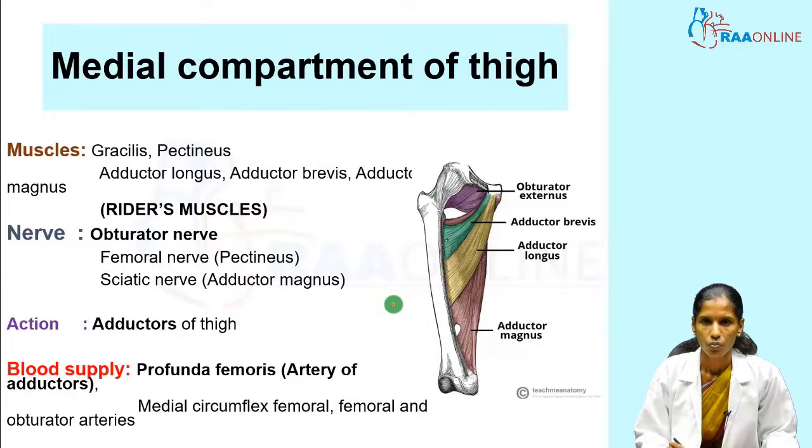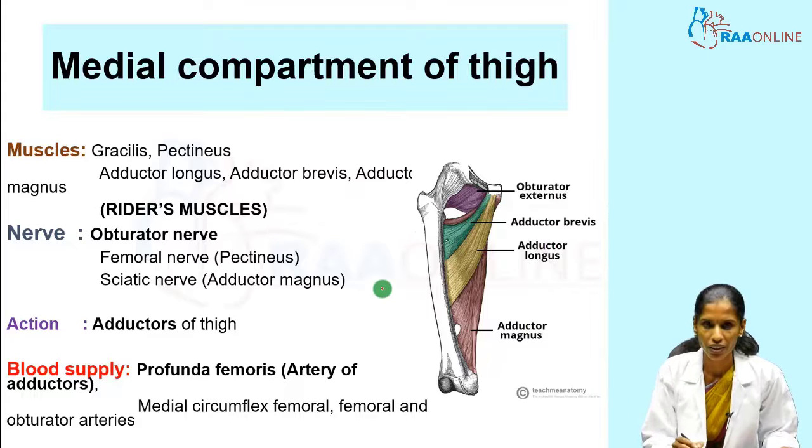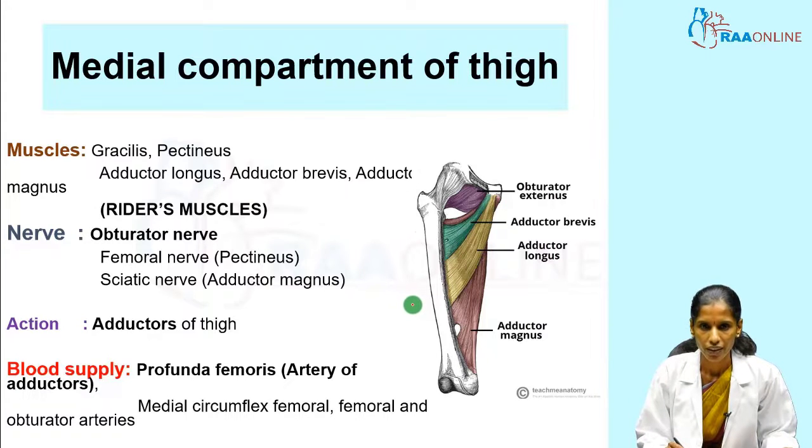Now we'll see the medial compartment of thigh proper. The muscles present in the medial compartment are, first, the gracilis, pectineus and three adductor muscles, namely adductor longus, adductor brevis and adductor magnus. This adductor group of muscles is called the rider's muscles. The main nerve supplying the medial compartment of thigh is the obturator nerve. Apart from the obturator nerve, the femoral nerve also supplies the pectineus. The sciatic nerve, the tibial component, also supplies the adductor magnus. The action of all these muscles is mainly adduction of the thigh.